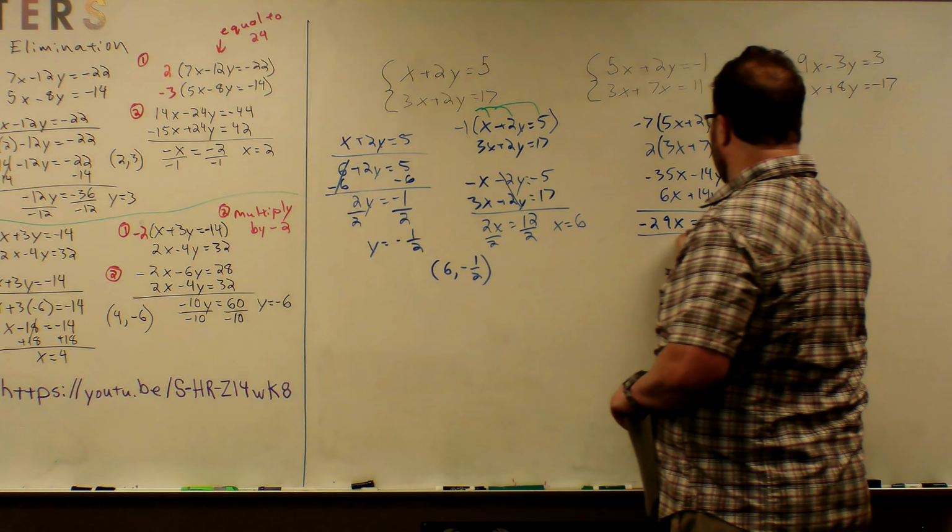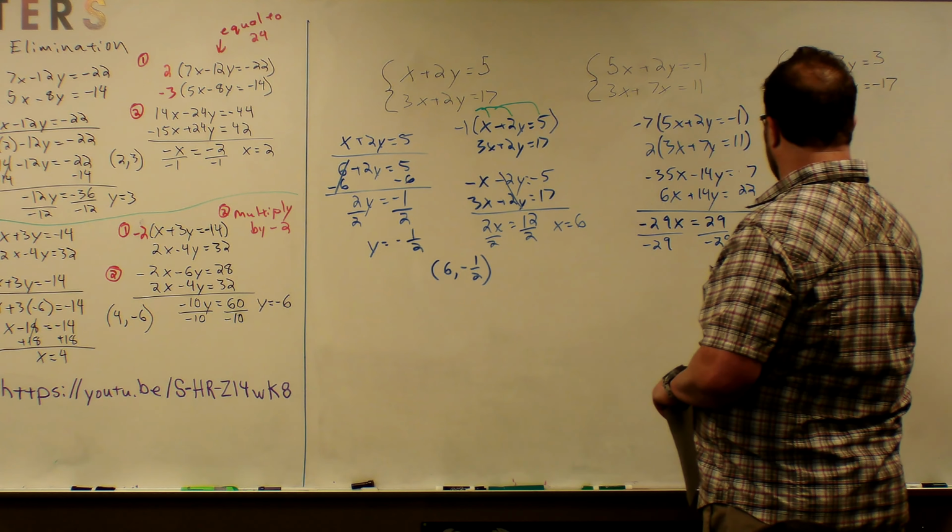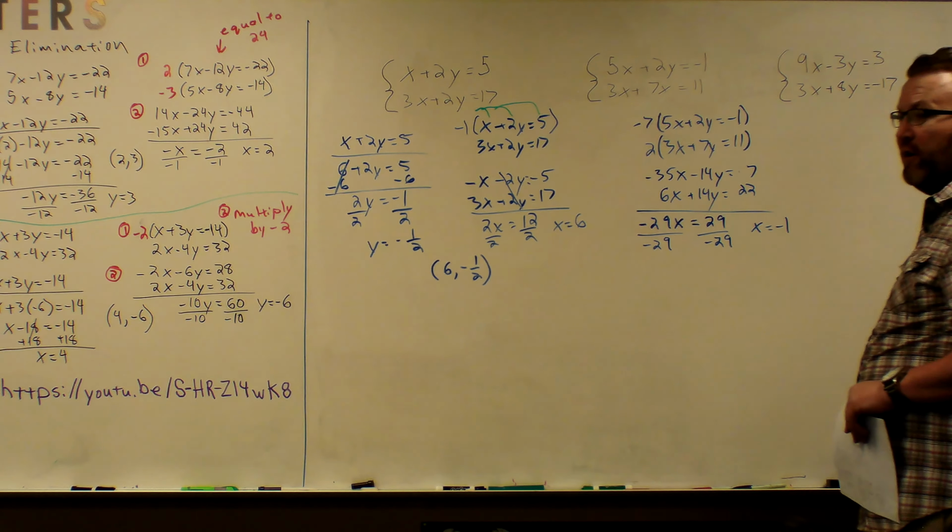So now we're going to divide by negative 29. We're going to divide by negative 29. And what is my x? Negative 1. Very good.